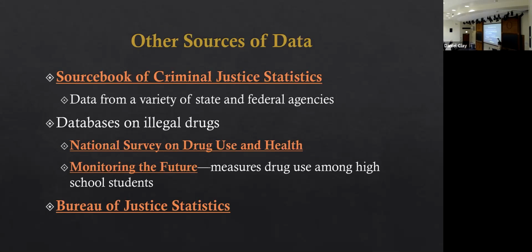They're mainly from the Sourcebook of Criminal Justice Statistics. It's data from a variety of state and federal agencies. If you want to think about illegal drugs, you want to do some research on illegal drugs, the National Survey on Drug Use and Health. It's great.